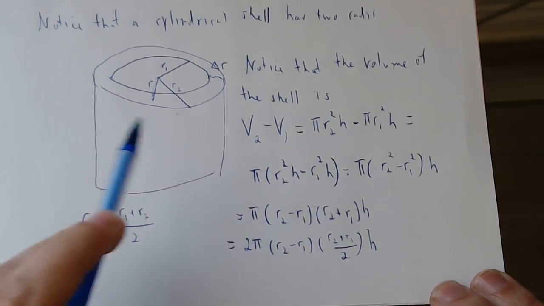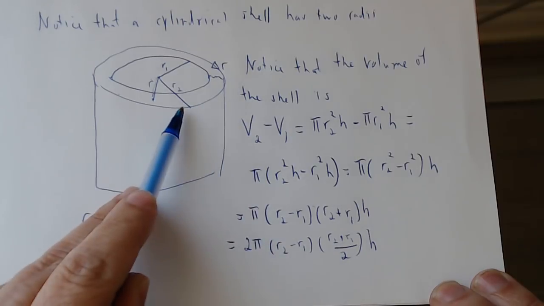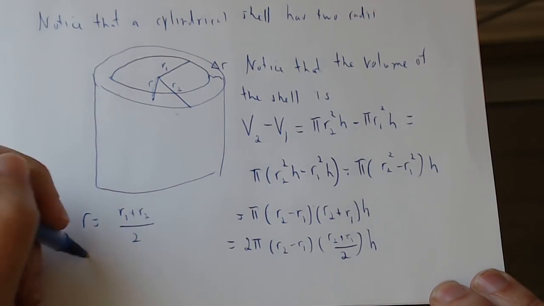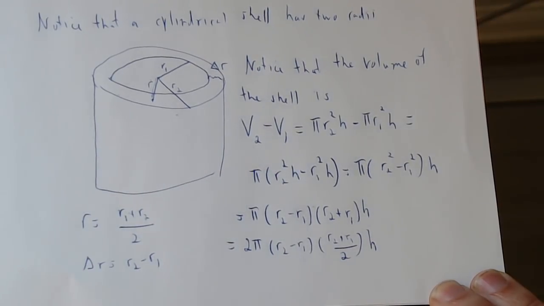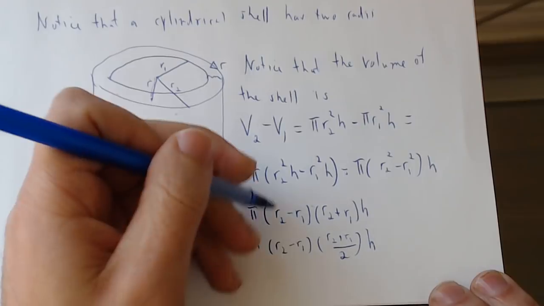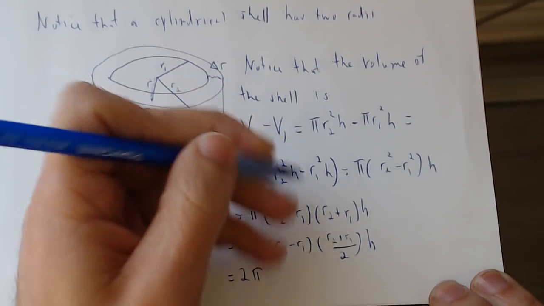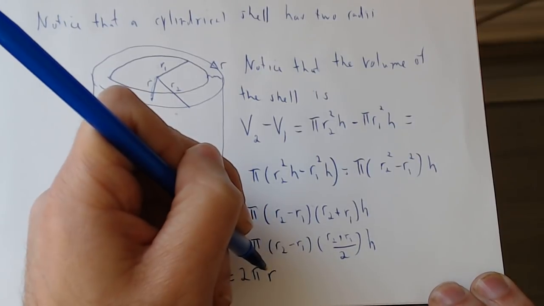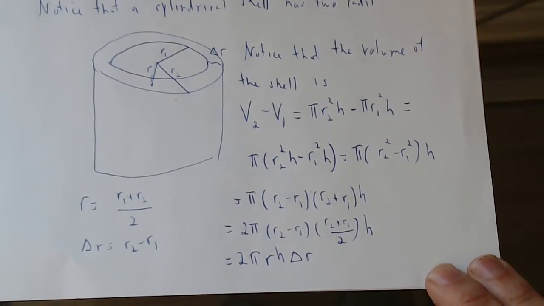And then what's delta r? Isn't delta r the thickness, which would be r sub 2 minus r sub 1. So delta r becomes r sub 2 minus r sub 1. Look at how nice this is. So all of this now changes to what? It becomes 2 pi r h delta r, which, what do we notice? This is the volume of a single shell.